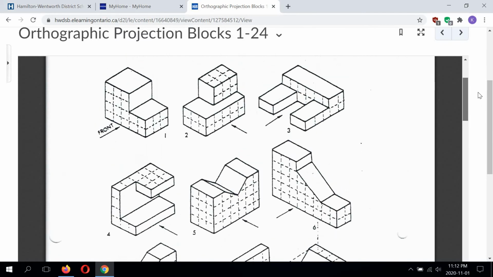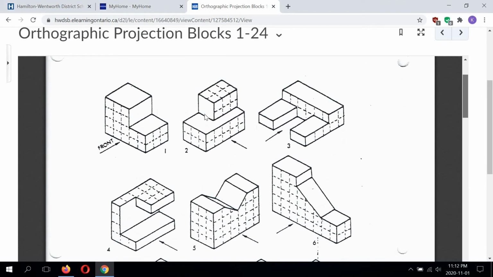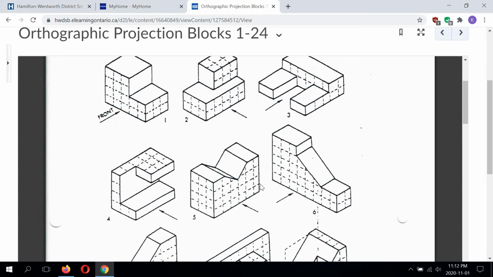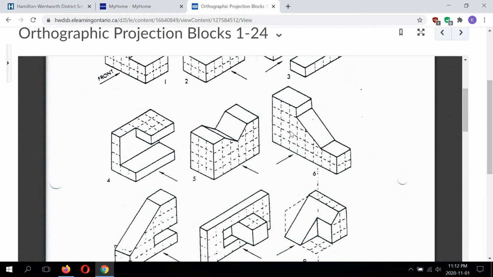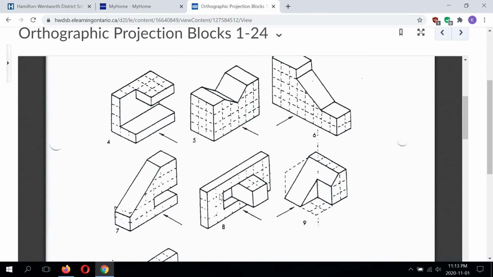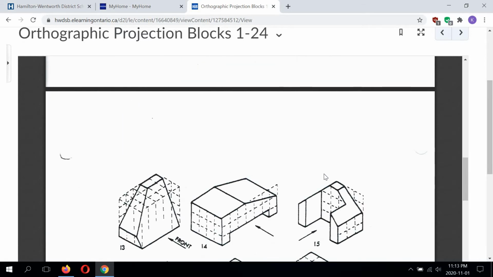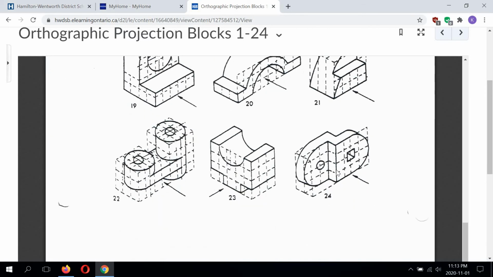So your job in this assignment is to start at number 2, right? So you're skipping number 1. You're going to be completing the basic 3 views for orthographic projection: top, front, right side. And you're going to be skipping all of the odd number problems and just doing the even numbers. So you're doing 2, 4, 6, 8, 10, 12, and so on, and you're going to be finishing at 24.